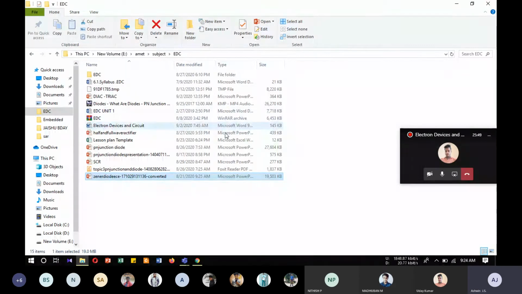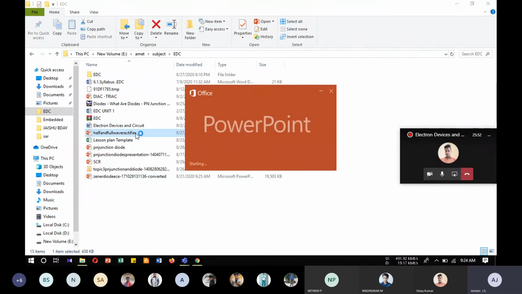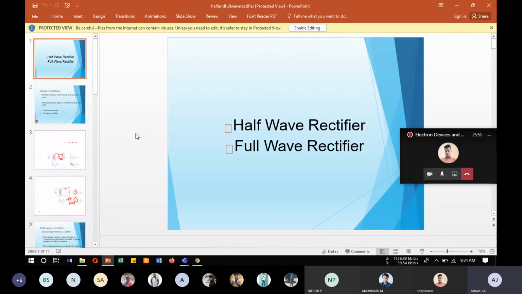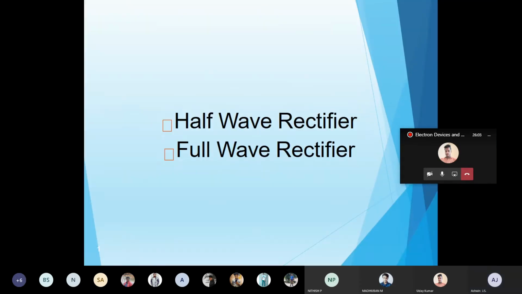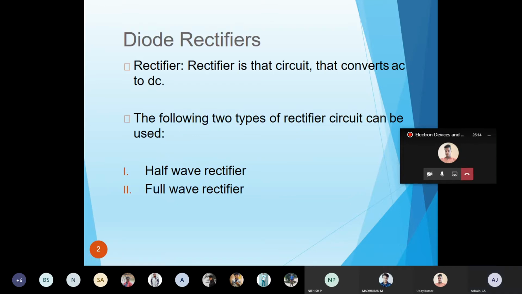So next is half wave and full wave rectifier. What is a half wave rectifier? Now you people talk. What is a half wave rectifier and full wave rectifier? How is it working?